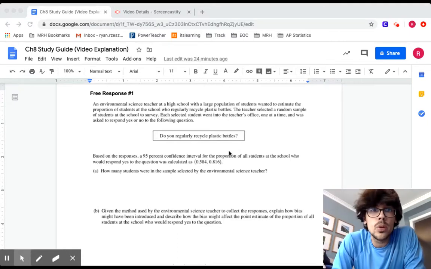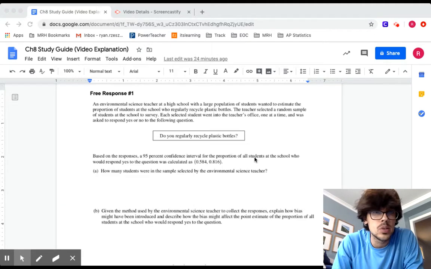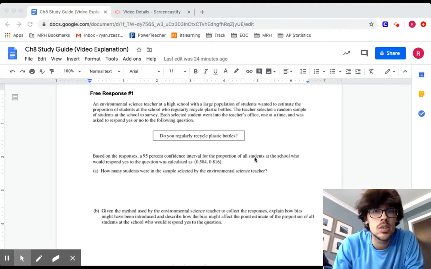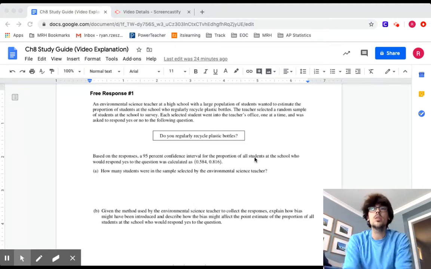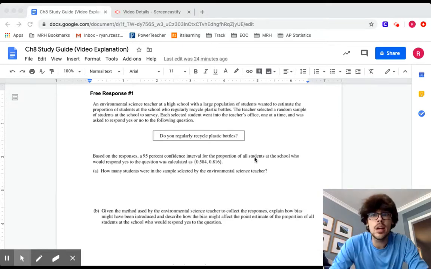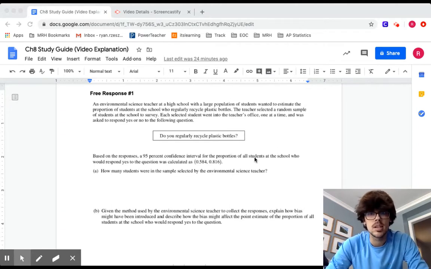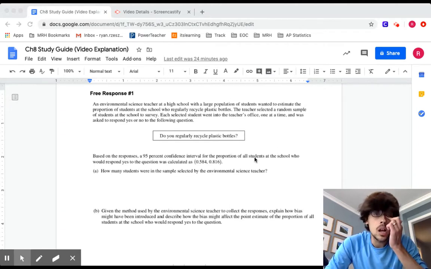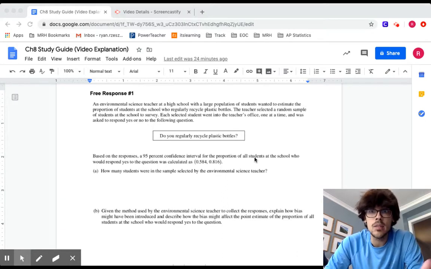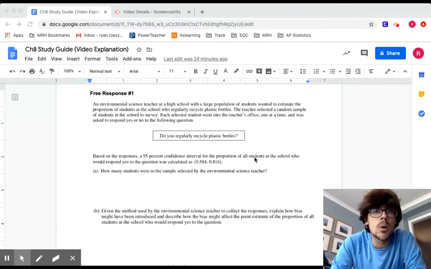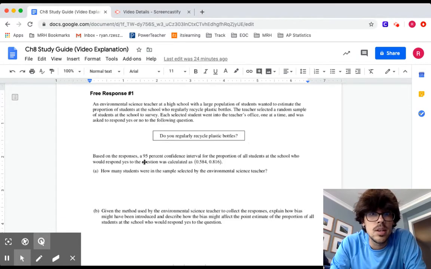All right, so our free response question for Chapter 8. This is actually a question that I really enjoy. It was off of the 2017 or 2018 test just a couple of years ago. What's happening here is we have an environmental science teacher, and they are looking at what percent of students at their school actually recycle. So the teacher's calling the students into the office and asking them one-on-one, hey, do you recycle plastic bottles regularly? We'll talk about the methodology and the design of this experiment when we get to part B. But part A is giving us some information about the confidence interval and asking us what the sample size was.